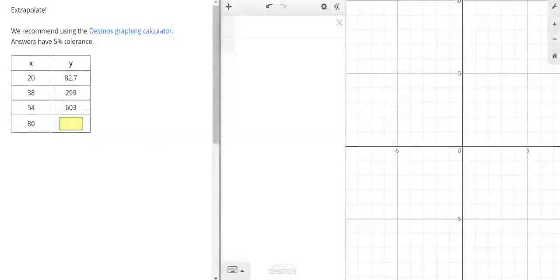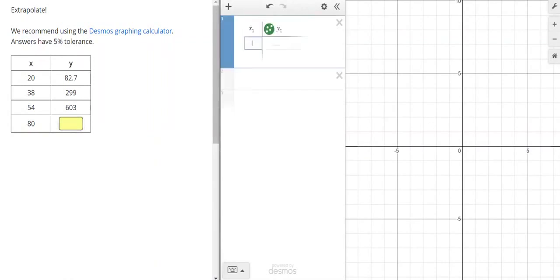Alright, in this video we're going to learn how to extrapolate. This is really important, especially in the inquiry activities. In this problem we're given values for x and values for y, and we're supposed to predict this value when x is 80. If you click on the Desmos graphing calculator, you'll get a screen that looks like this. Click on the plus in the upper left hand corner, click on table, and go ahead and enter your data. When you enter your data, you can leave this last one blank that you're supposed to predict.